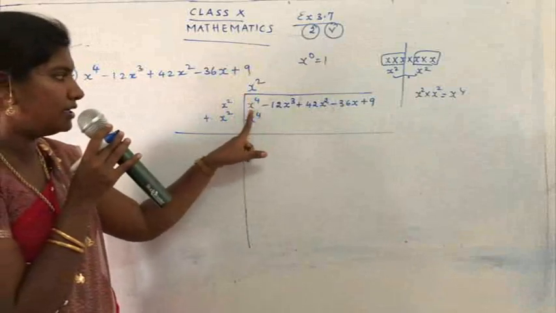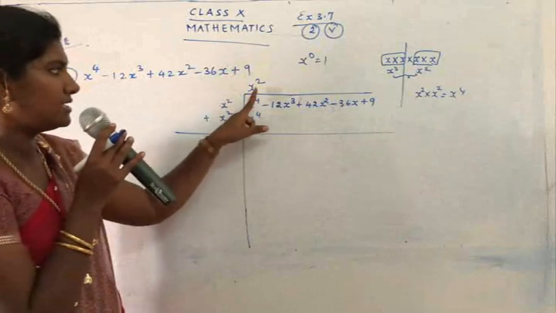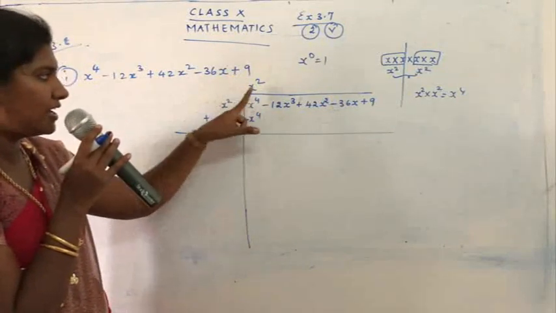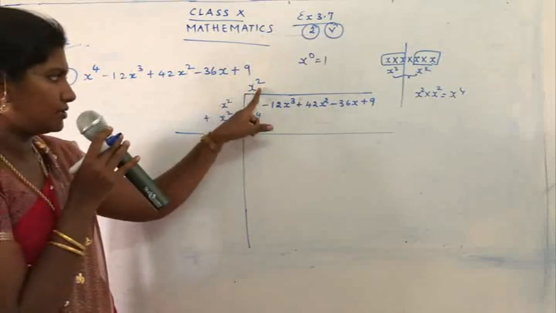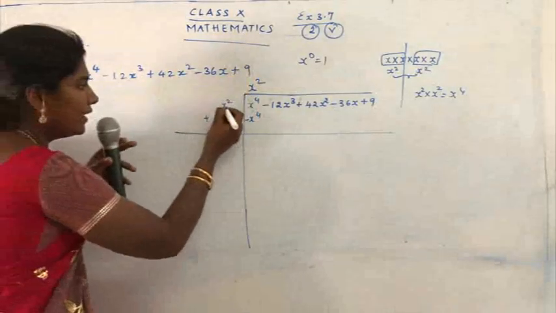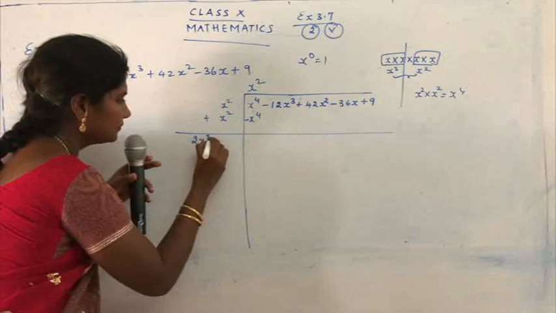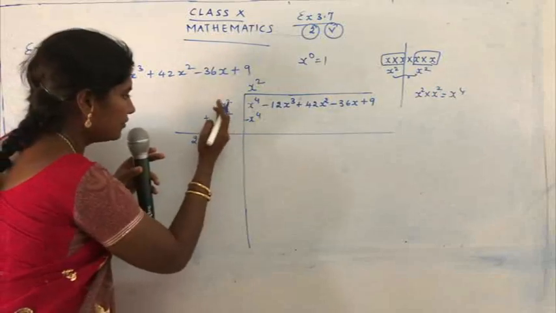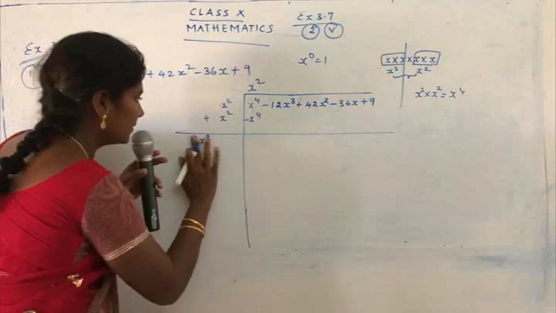What is the term over here? It's x raised to 4. What is the square root of x raised to 4? It's x square. So how many times are we writing x square? X square, x square, x square. So 3 times, okay? So now what we are going to do is add x square and x square. What is that? 2x square. I can just write over here. Try to write a little to this side, because we have to fill in some more details over here.